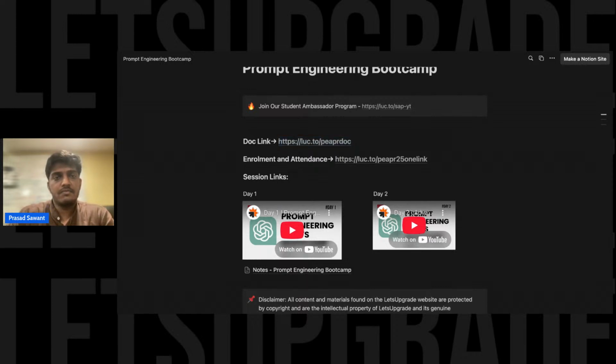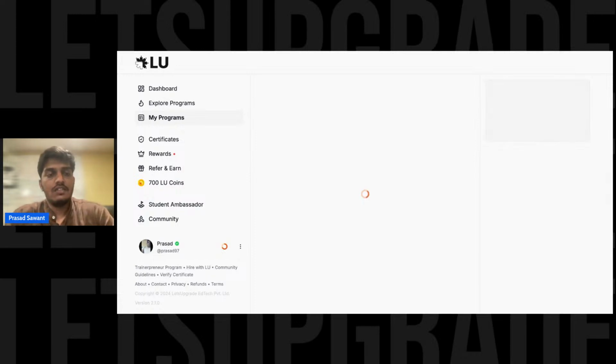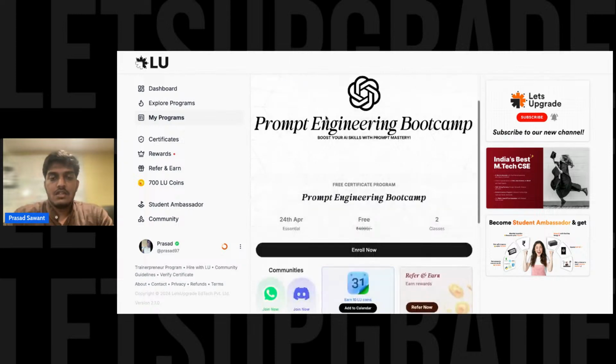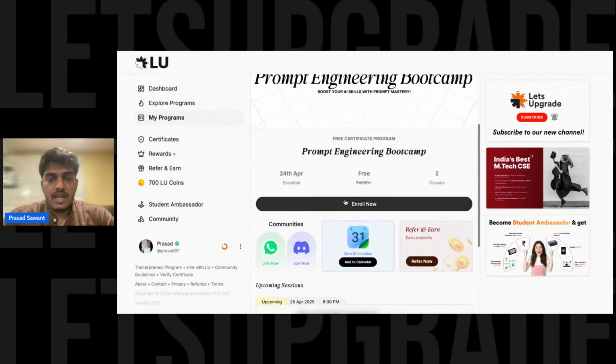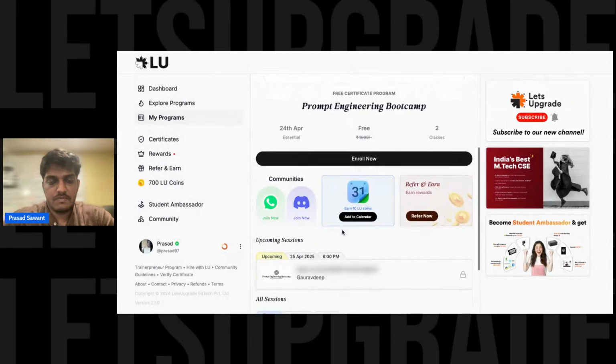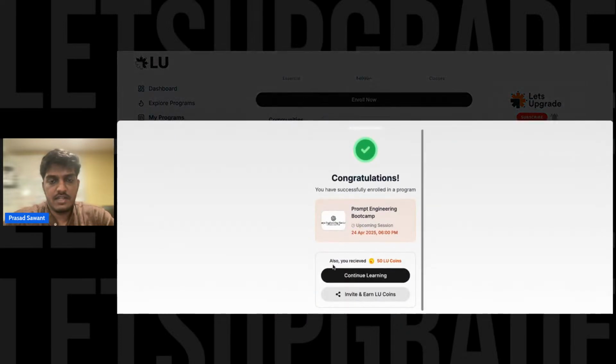The third link is the very important link, which is the enrollment link. I'll just open it up. This is the dashboard where you have to go and enroll yourself. Currently I'm not enrolled. I believe a lot of students have joined directly from YouTube search, or you might have got a notification if you're a subscriber. And of course, if you are new to this channel, please go and subscribe right away. The very first thing that you need to do is go and enroll. I'm going to enroll into the program, and if you can see, I have enrolled and I've got 50 LU coins. I can just go back and continue learning.